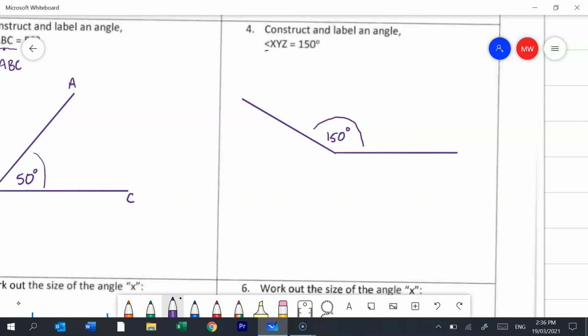Again, look, it says angle XYZ. It's important that the letters go in the right place. And there's my constructed angle.